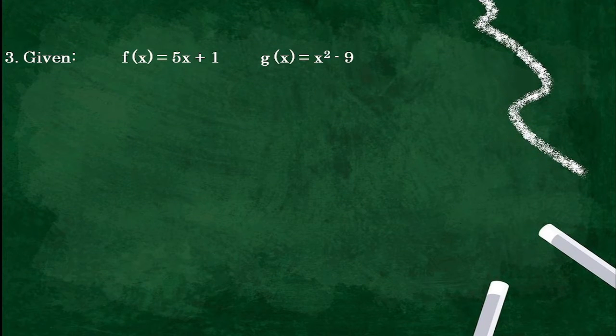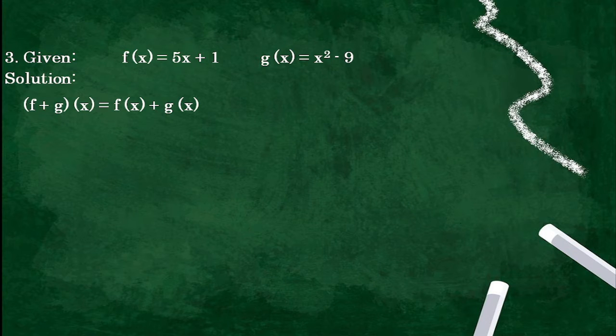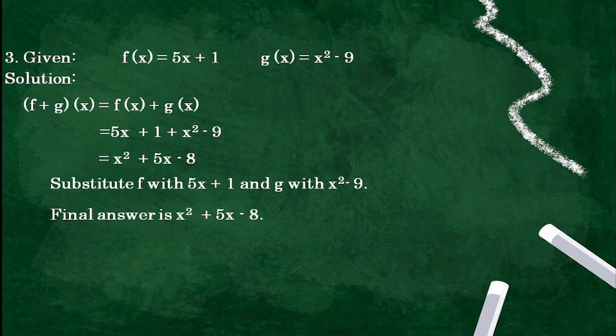Given number 3, f(x) = 5x + 1 and g(x) = x² - 9, let us substitute f with 5x + 1 and g with x² - 9. And we have x² + 5x - 8 as the final answer.